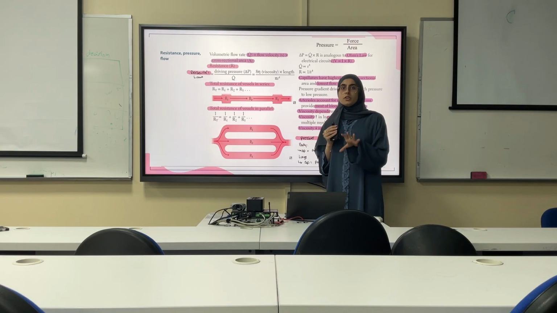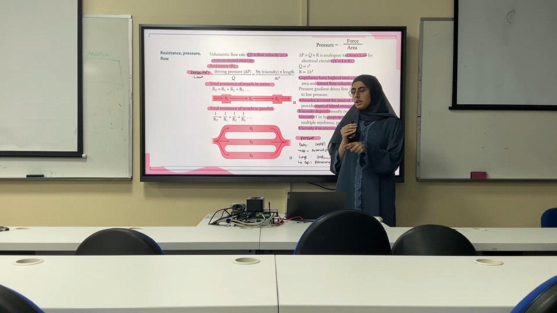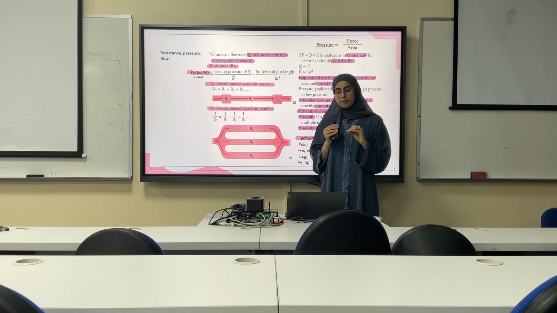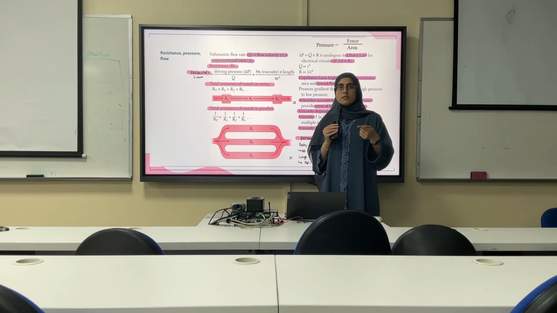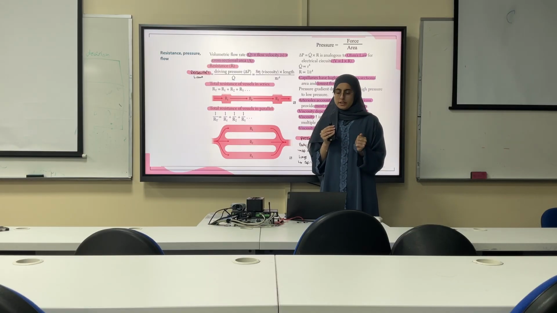But the most important is the radius of the vessel. And you can see here that it's related to the fourth power. So if you increase the radius, you're going to decrease the resistance, and vice versa. But it's very important to keep in mind that it's to the power of 4. So if the radius doubles, the resistance goes to 1/16. If it's halved, it's 16 times.